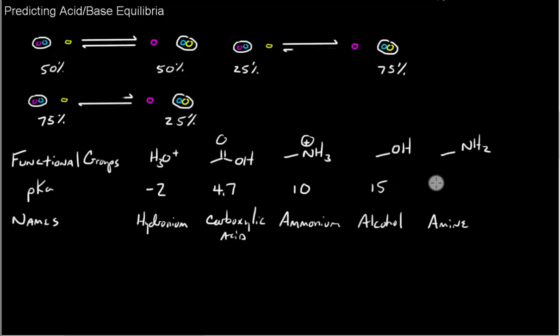And then finally the amine, its pKa again is not going to be 10, because this guy is neutral, this guy is positive. It turns out that whenever you go from a positively charged nitrogen to a neutral nitrogen, the pKa goes up, which means that the acidity goes down. So the amines are much less acidic than the ammoniums. These have a pKa of about 40.